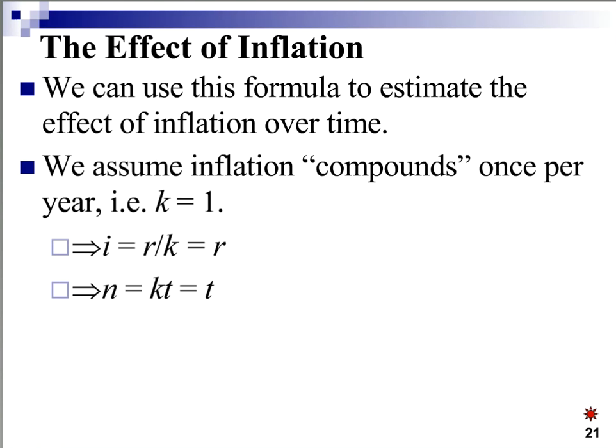And so therefore the interest rate, which in this case is the inflation rate, is r over k, or r over 1, so it's just r. So our rate of inflation is little i, but it's also little r. And because k is 1, we're talking about the effect of inflation over 1 year. Then little n will be equal to k times t, which is just t. So for the inflation example, the inflation rate is little r or little i, either way, and the total time and the value of little n are equal to each other. So that makes things a little bit easier. So let's see how this plays out.